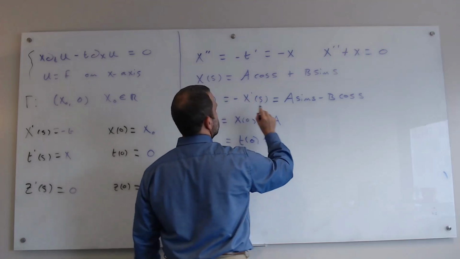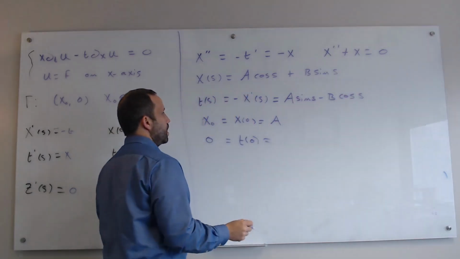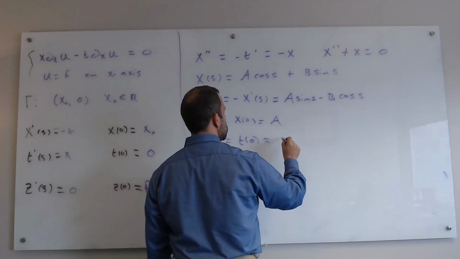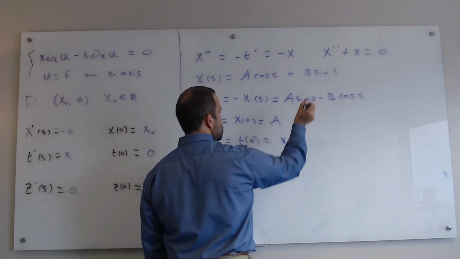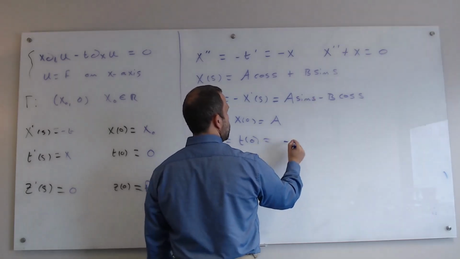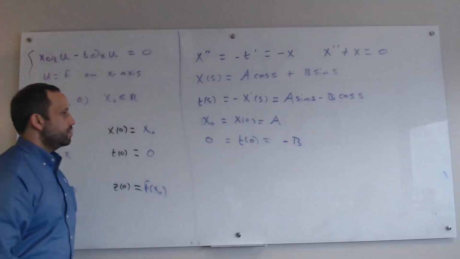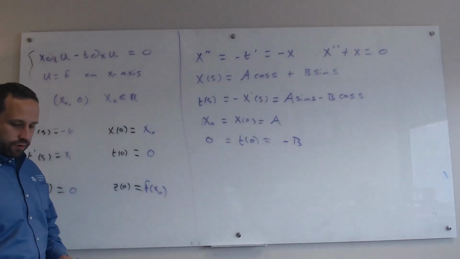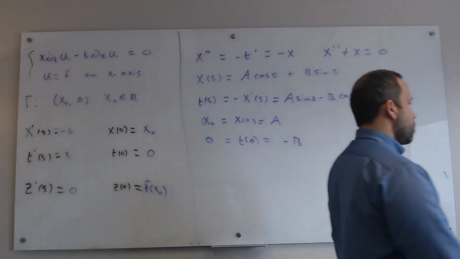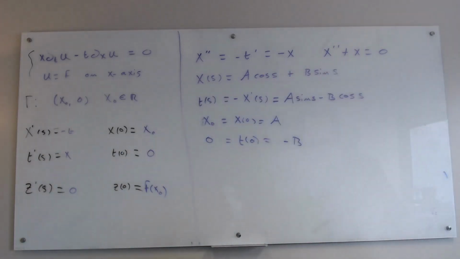And then I have 0 is equal to t of 0. Well, this is t right here. I know that a is equal to x naught, so this is going to be x naught times 0, so I don't need to worry about that, and then minus b. So it says 0 is equal to minus b. In other words, b is equal to 0. Okay, so a is equal to x naught, b is equal to 0.